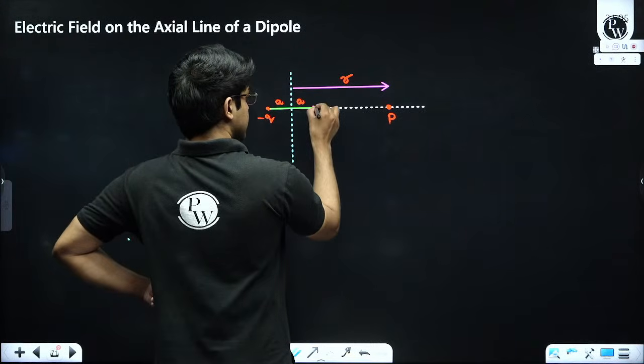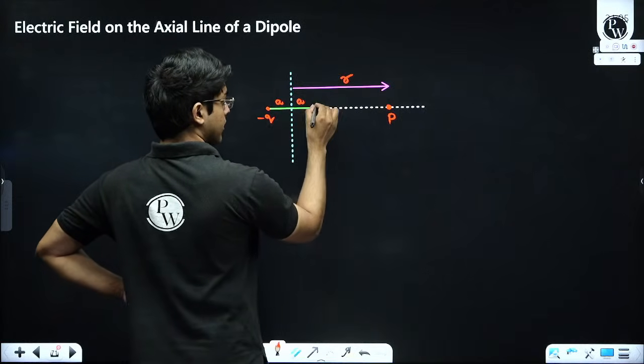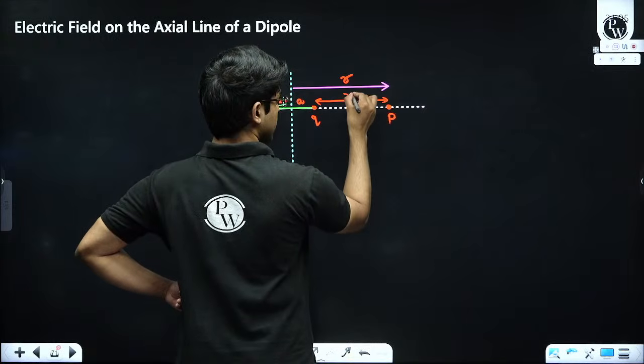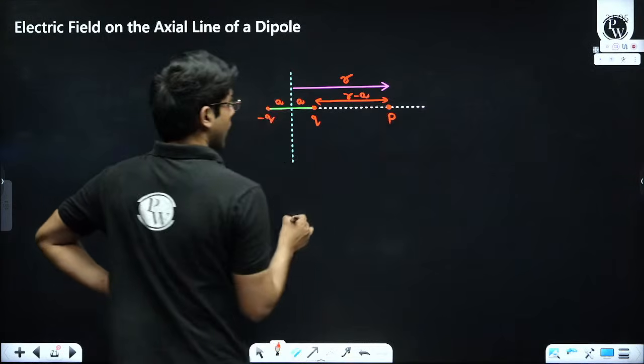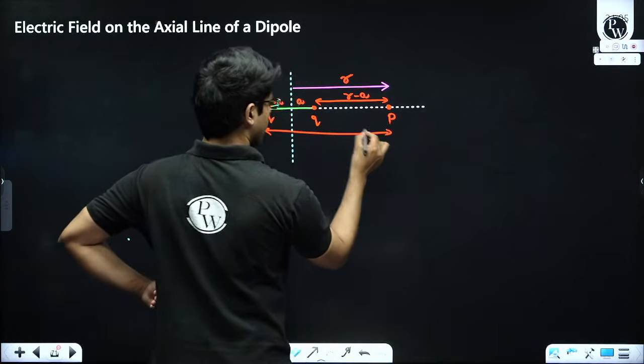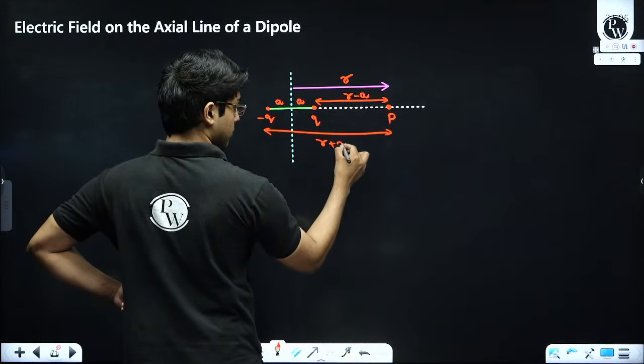So what is the distance from the positive charge? That will be R minus A, right? So this distance will be R minus A, and the distance from the negative charge will be R plus A. The distance from the negative charge will be R plus A.